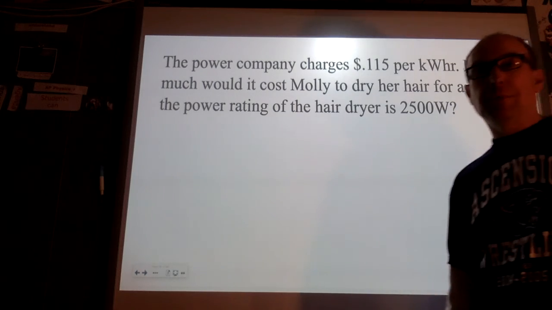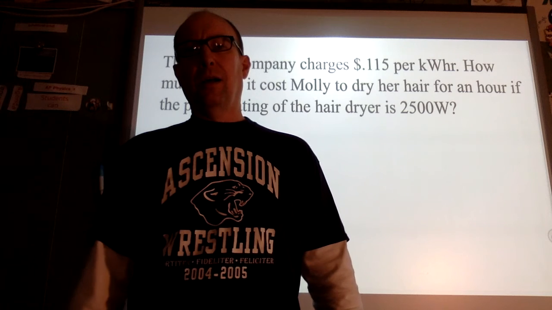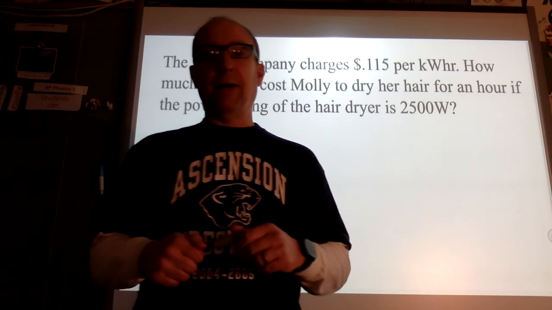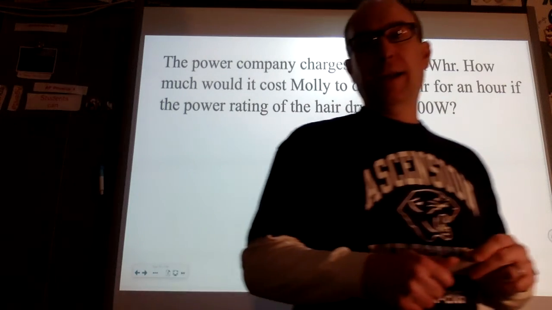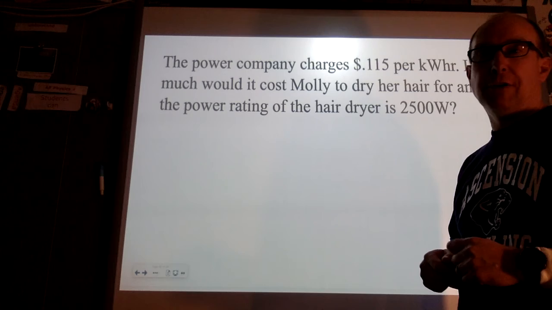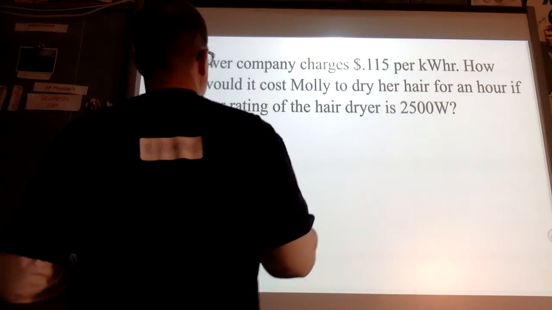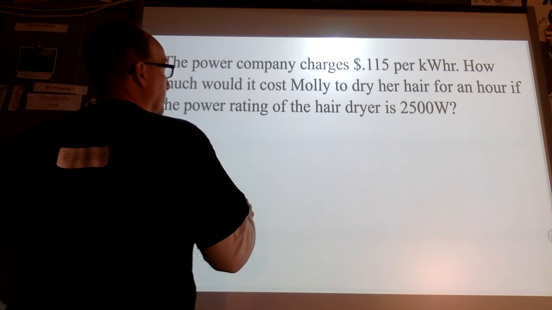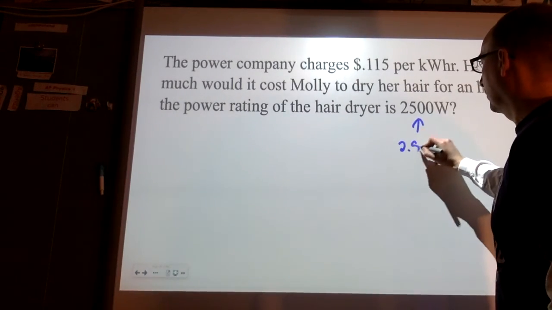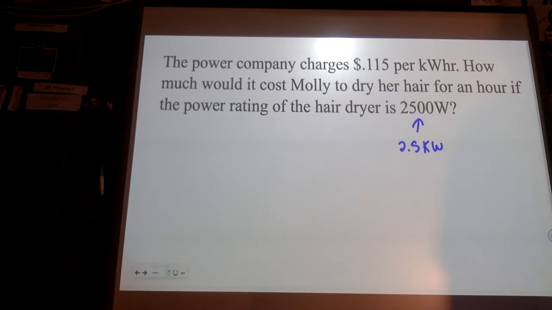All right, the power company charges, I'd probably update this too, I'm sure they charge a lot more, 11.5 cents per kilowatt hour. How much would it cost Molly to dry her hair for an hour if the power rating of a hair dryer is 2,500 watts? So I want to convert this to kilowatts. So this would be 2.5 kilowatts.